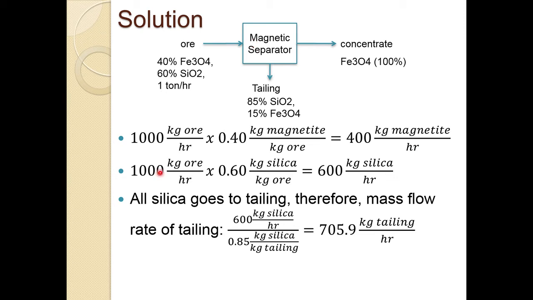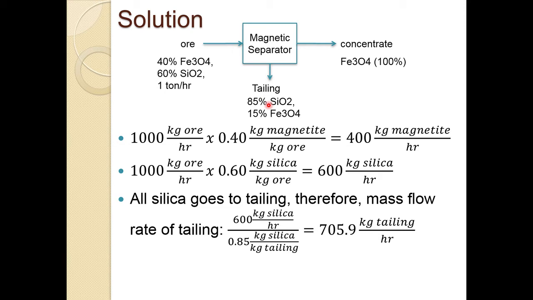Similarly, we can get the silica in terms of kg per hour. So, 1000 kg per hour with 0.6 or 60%, so 0.6 kg silica per kg ore, is going to give you 600 kg silica per hour. So, this is the mass flow rate of both the species. All silica goes to the tailing, because the concentrate is the pure one, which means all silica is going to the tailing, forming the 85% of it.